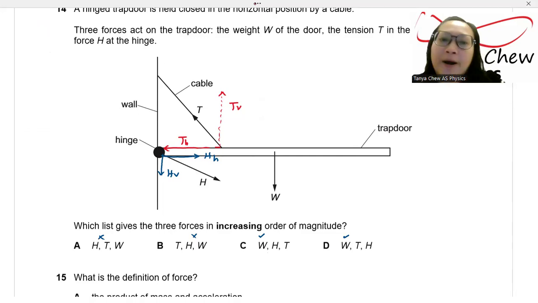Now, compare between T, tension, and hinge, right? First of all, look at tension vertical.